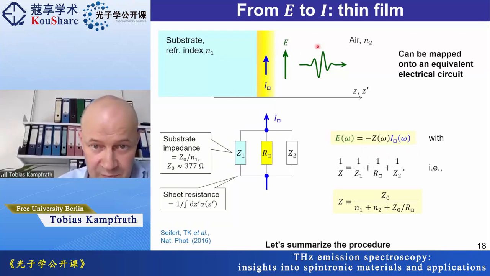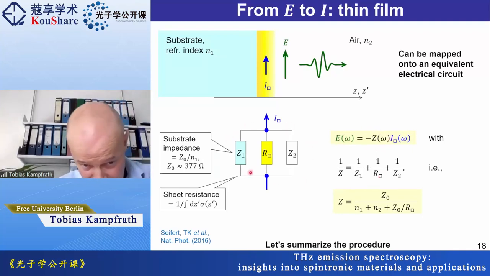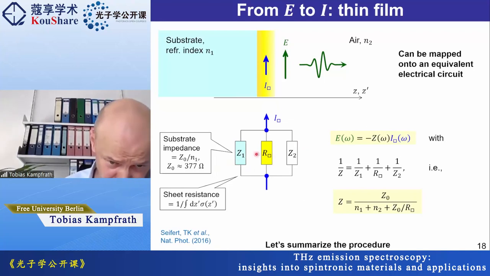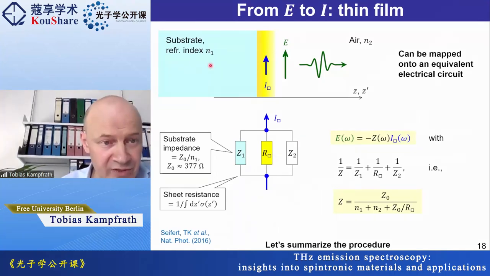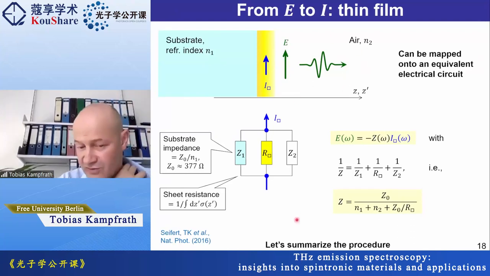So the electric field behind the sample is given by this Ohm's law, this generalized Ohm's law, and all you need to know is the impedance of the sample, but it's simply given by this parallel connection of partial impedances of the left-hand side of the thin film, the thin film itself, and the right-hand side of the thin film.